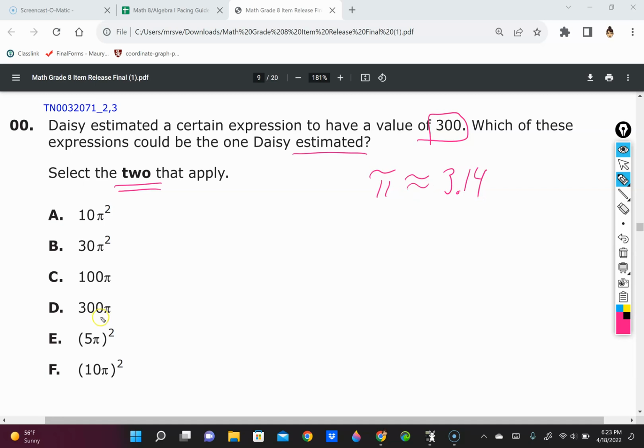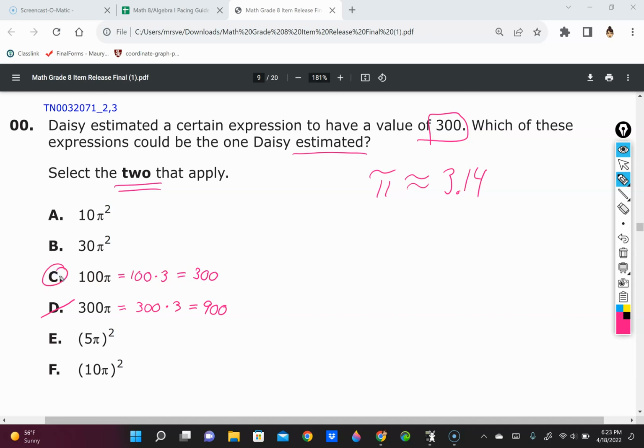One answer choice that sticks out is 300 times pi. That looks easy to do. 300, maybe just multiply by 3 instead of 3.14. 3 times 300 gives me 900. Remember, our goal is to look for 300. That's not it. And then what about 100 times pi? 100 times 3. Well, that's close to 300, so I would definitely pick that one as an answer choice.